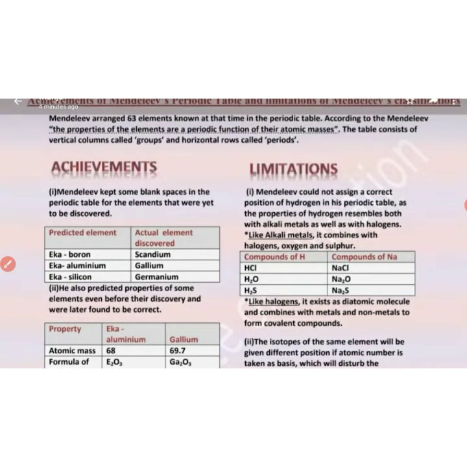Now let us see what were the limitations of Mendeleev's periodic table. So the first limitation is that he could not assign the correct position of hydrogen, as the property of hydrogen resembles both the alkali metals as well as the halogens. Like alkali metals, it combines with halogens, oxygen and sulfur. The compound of hydrogen with a halogen forms HCl, which is similar to that of alkali metals, that is NaCl.